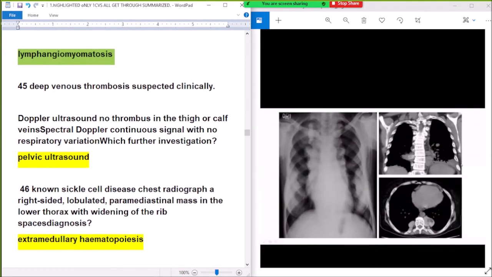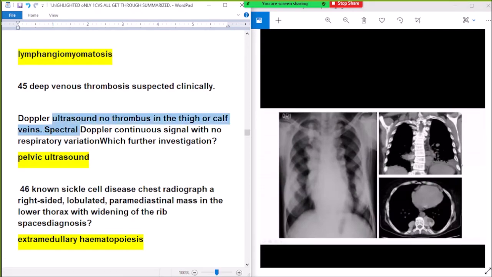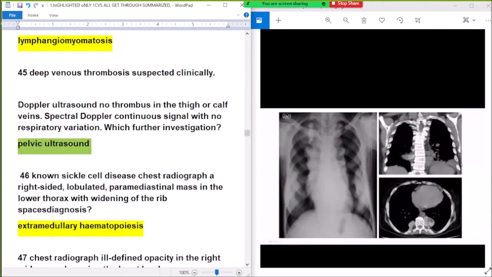Question 45. Deep venous thrombosis suspected clinically. Doppler ultrasound shows no thrombus in the leg veins, but it is suspected clinically. Spectral Doppler shows a continuous signal with no respiratory variation. For investigation, do a pelvic ultrasound, because the thrombus might be in the pelvis.